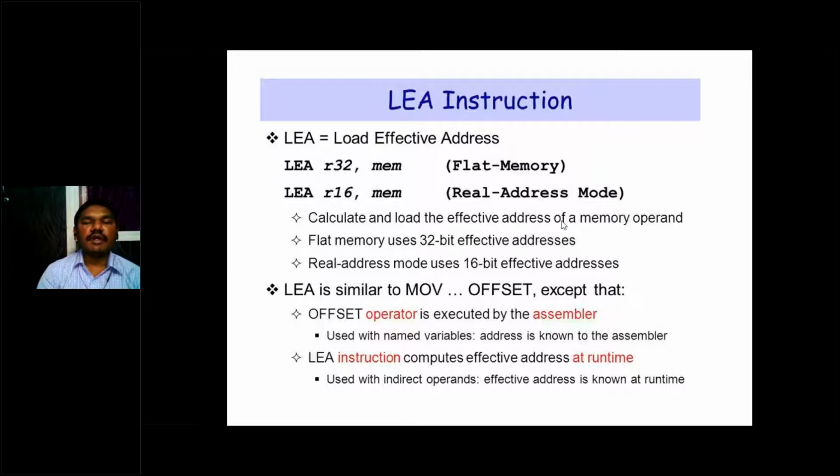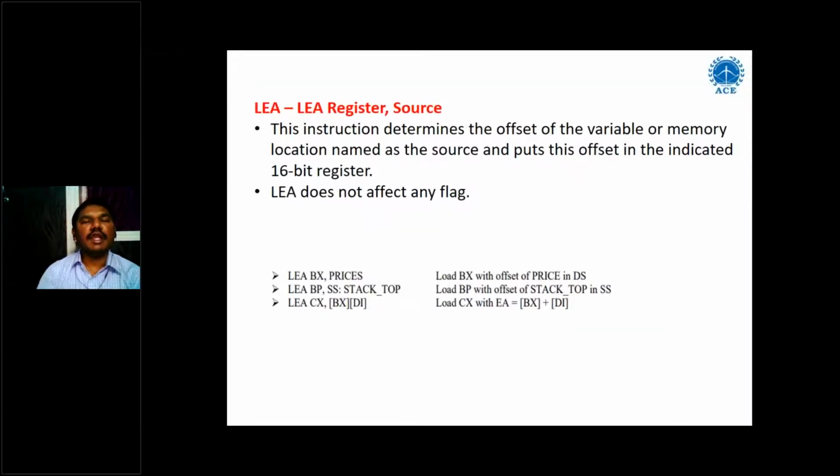Calculate and load the effective address of a memory operand, that is known as LEA. The LEA instruction computes the effective address at runtime and is used with indirect operands, and the effective address is known at runtime only. So this is also one of the very important instructions which will be used in programming. So that is what we call LEA. This LEA also works with registers, for example LEA BX, prices. Load BX with the offset of prices in the data segment.